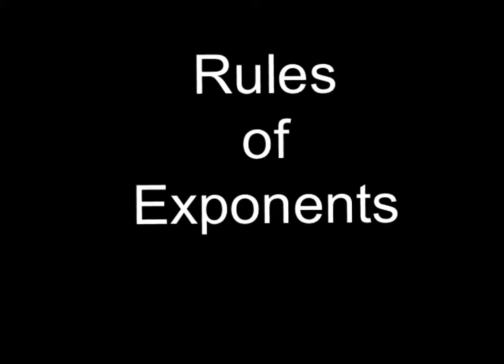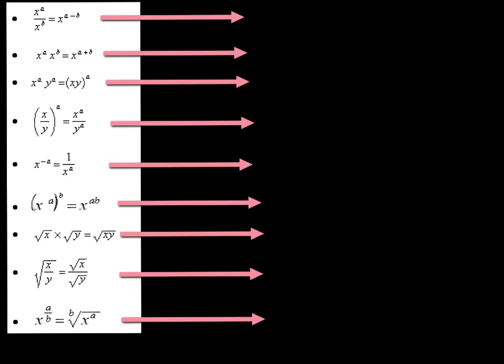Let's look at the rules of exponents along with a few examples on how to apply them. The first rule we see here is that if you divide with the same base, you subtract the exponents. So for example, if I had x to the 7th over x to the 3rd, that'd be the same as x to the 7 minus 3, which is x to the 4th.